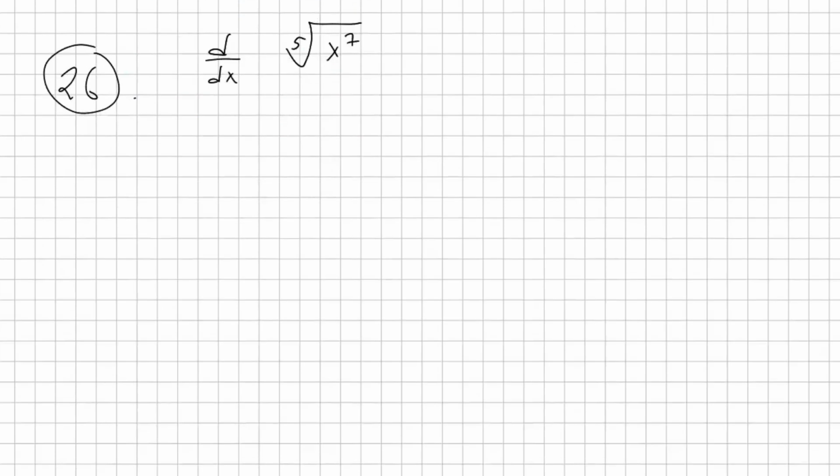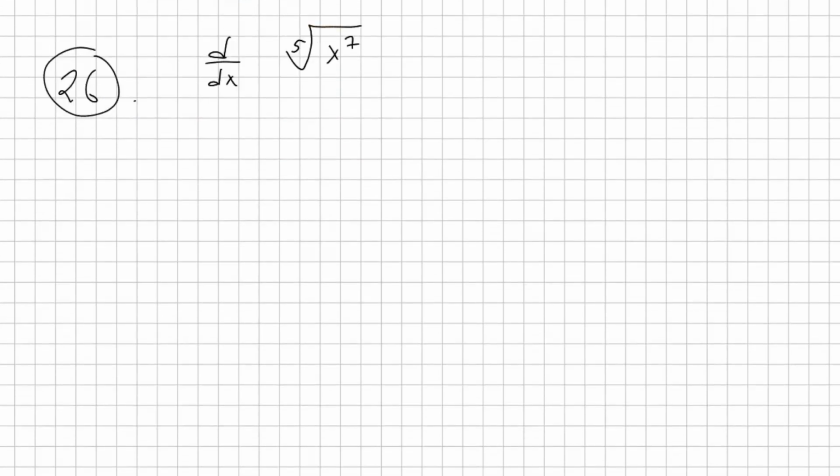Now let's move on to this question. It asks us for the derivative of, I guess this is the fifth root of x to the 7th. So the first thing I want to do is rewrite this. This is the same thing as the derivative of x to the 7 to the power 1 over 5. Now, by exponent rules, this is the same thing as the derivative of x to the 7 over 5. Now we're just going to use the regular power rule here.